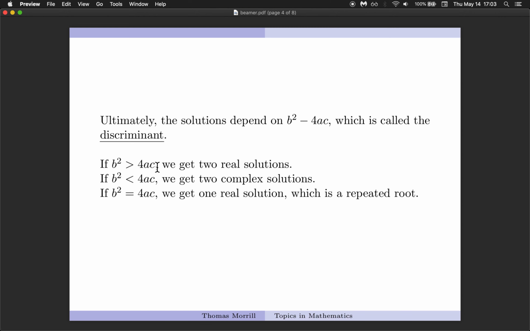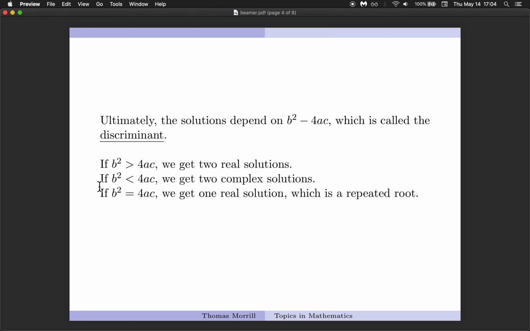So if b squared is greater than 4 times ac, right, I take b squared minus 4ac, that'll have to be positive. The square root of a positive number, that exists, it's positive, so I'll have 2 real numbers that are the solutions of my quadratic. I'll have 2 different solutions.